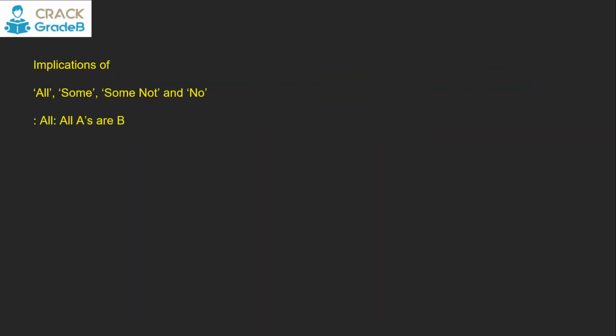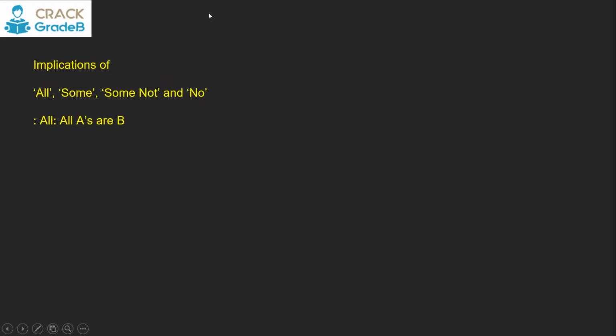For example, the implication of all, some, not, no. So for example, the statement says all A's are B's. This is a statement. So what different things can we infer or deduct from it? All A's are B's may mean that all A's are B's.